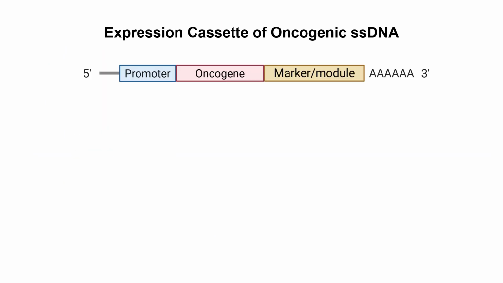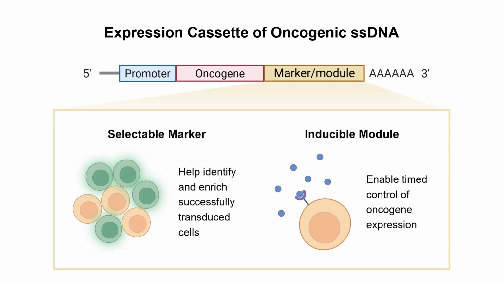This kind of viral infection can be monitored or modulated. So if this is the oncogene and then promoter here, and in the construct there can be markers such as a GFP protein, green fluorescence protein, which can tell which cell is properly infected. Also, some of those inducible modules can be inserted. Then by adding the controlling compound, we can control the time of effect.